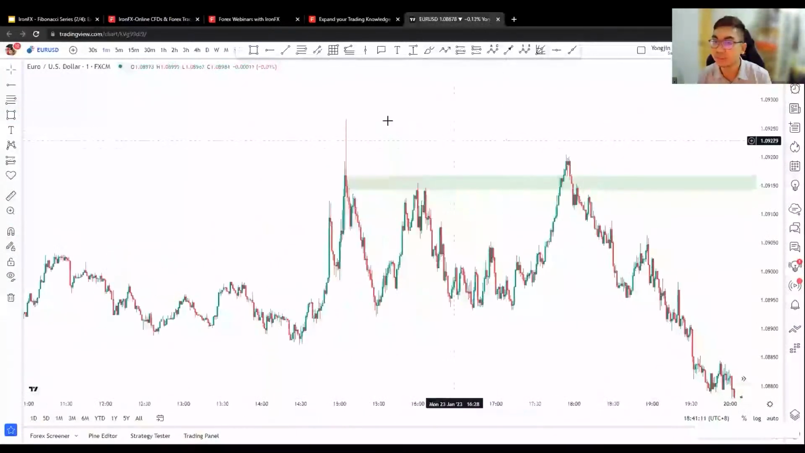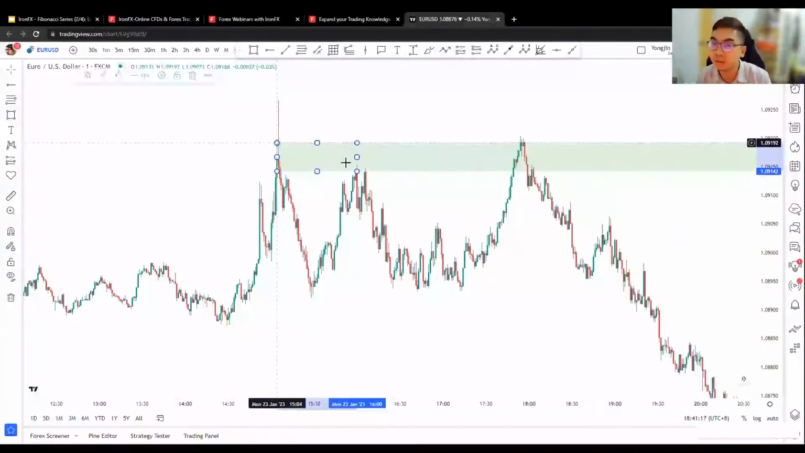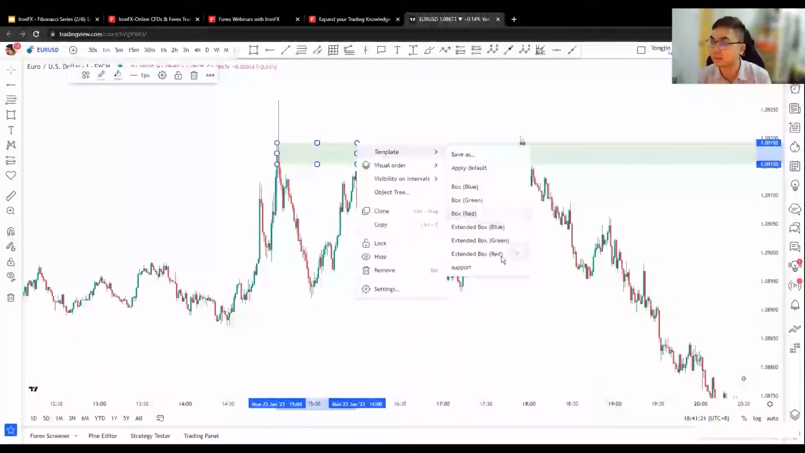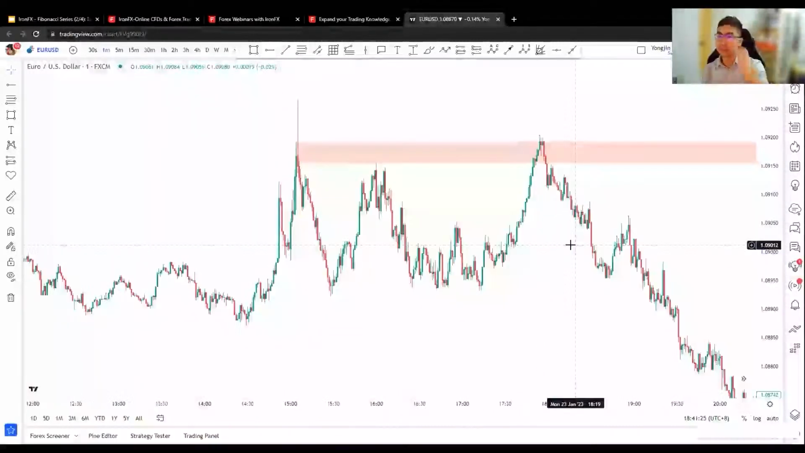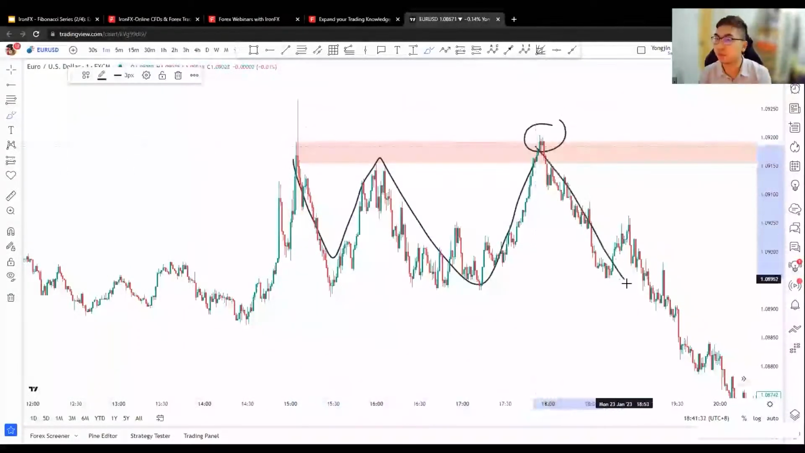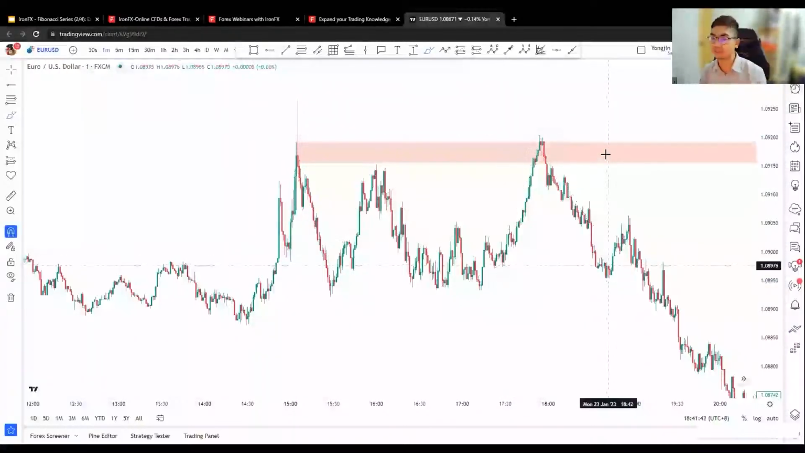I'm actually drawing the best fit line. Maybe this is not the best, but best fit resistance. Extended box right. This is not the best resistance line, but more or less you guys get it. Price tapped, failed to break before, continued going back down. So let's see how we could have potentially entered this nice setup and potentially look for take profit targets.